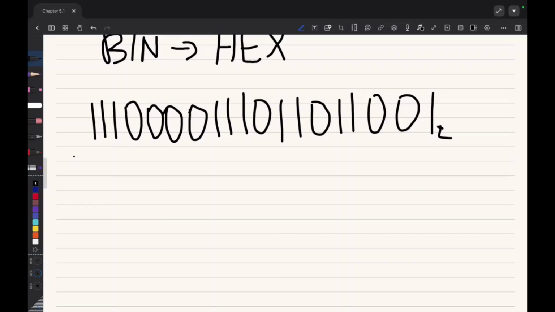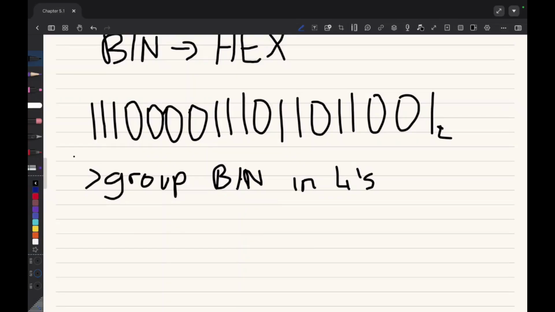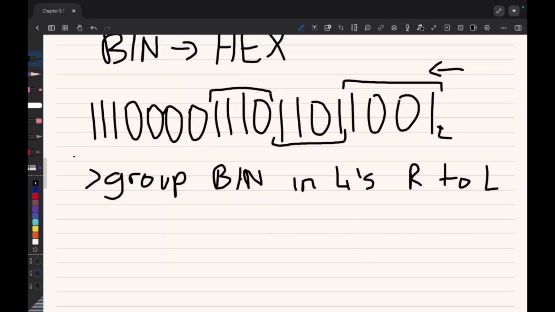Now, when you convert binary to hexadecimal, you're going to group the binary digits in 4s from right to left. Now let's group these numbers. We have 1, 2, 3, 4, and then we have 5. We just add a 0 right here.